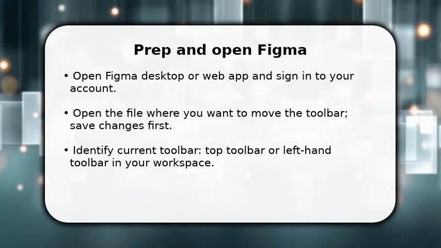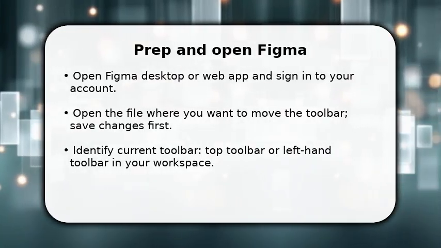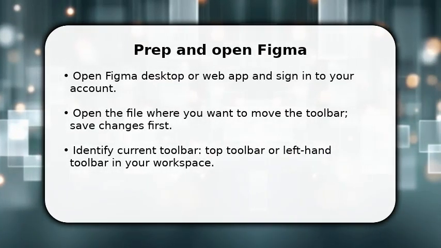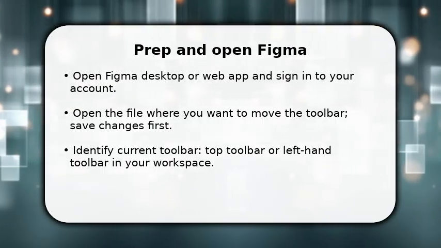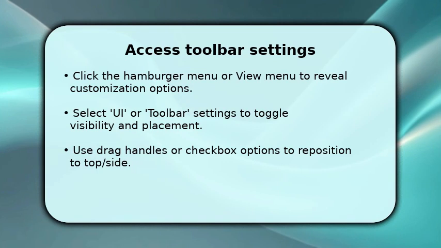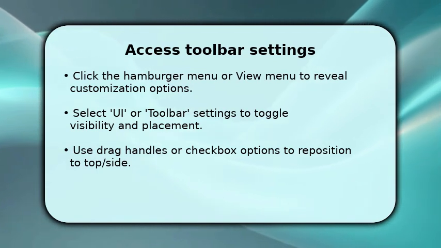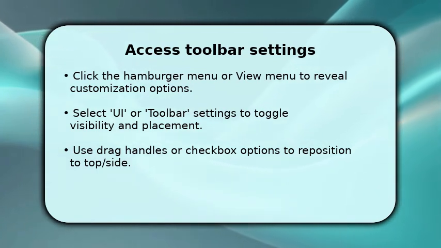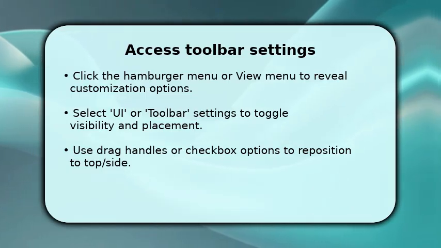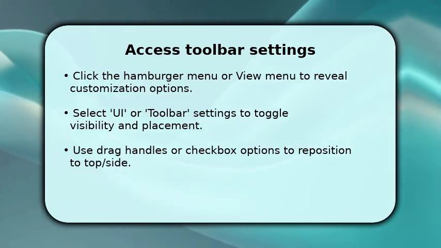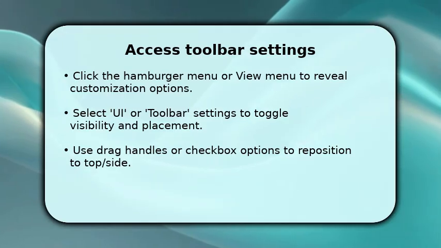Now switch to the Move/Select tool and prepare to access View and Settings. This is where the toolbar options live, so proceed without delay. You now open the View menu or the three-line hamburger menu and look for UI or toolbar settings. Once visible, select Toolbar Customization. This reveals placement toggles and drag handles.